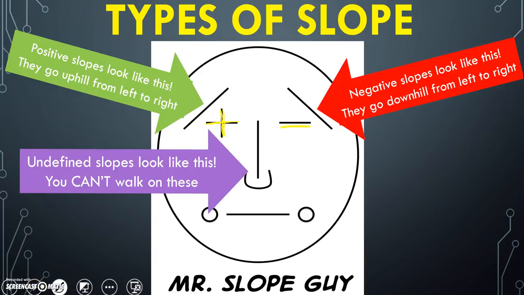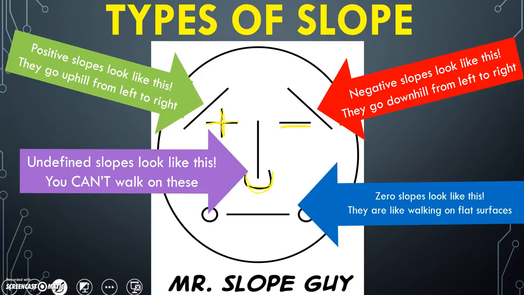All right, if we have a line going straight up and down, this is called undefined. So his nose kind of makes a U shape. All right, and that is undefined. We can't walk on undefined slopes. They go straight up and down. And we'll look at how those look in a minute. All right, and then zero slopes, which is why you see two little zeros on either side, or his little dimples for his mouth. Zero slopes, we can walk on these. These are flat surfaces. So if you have a line that's going straight across, that is a slope of 0.